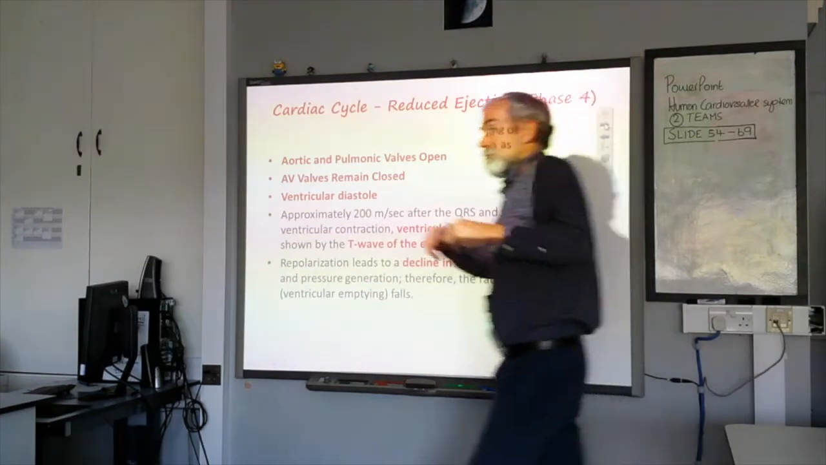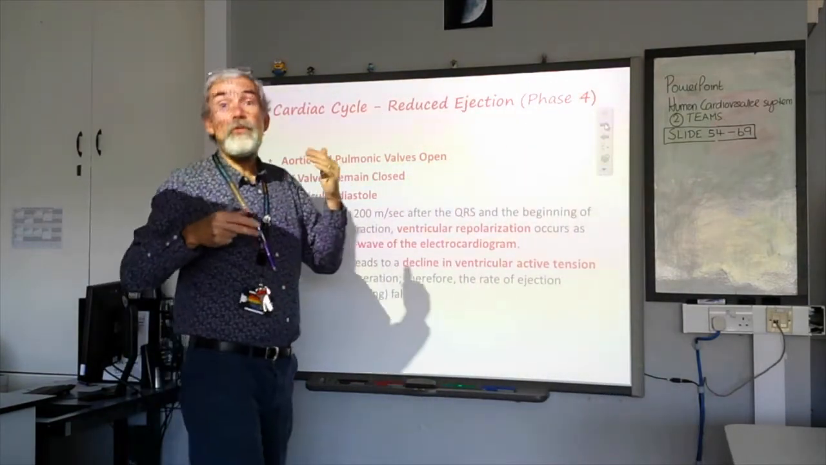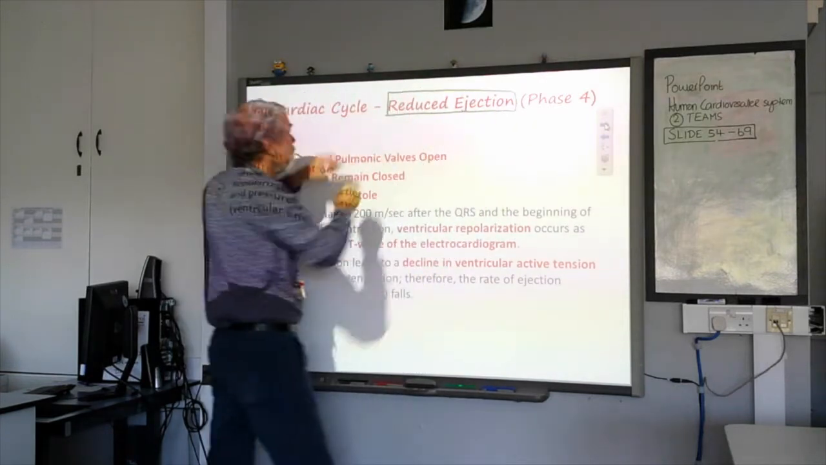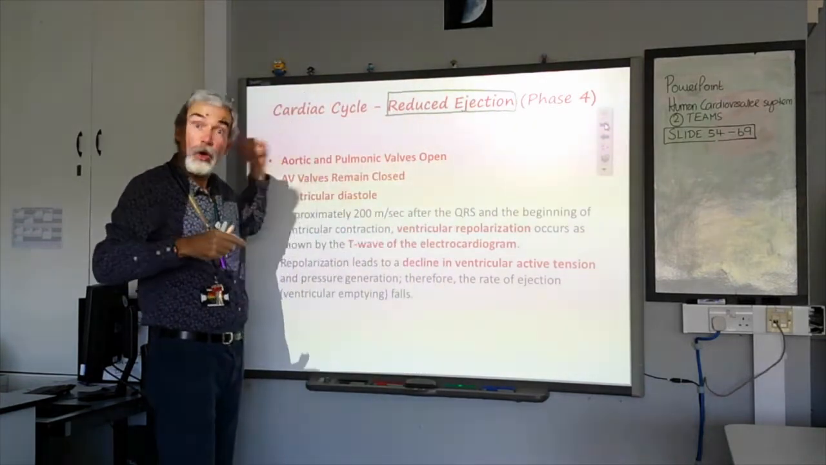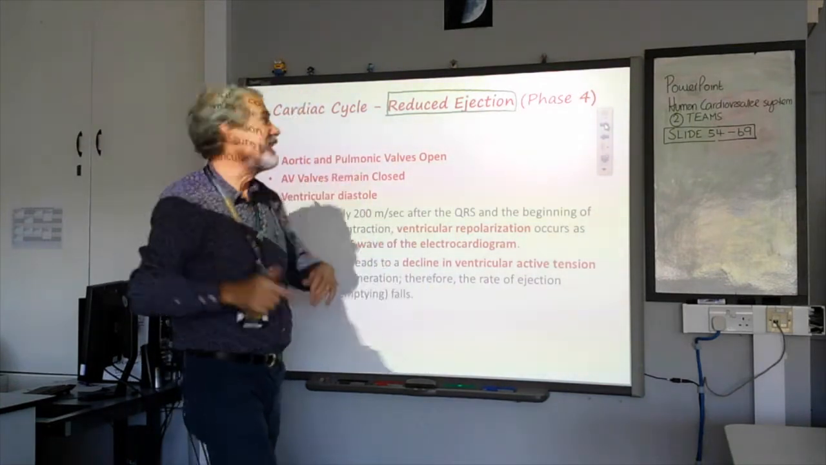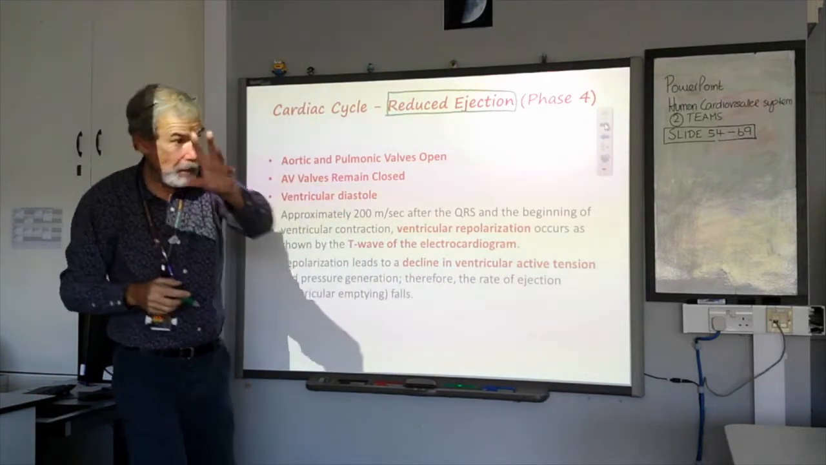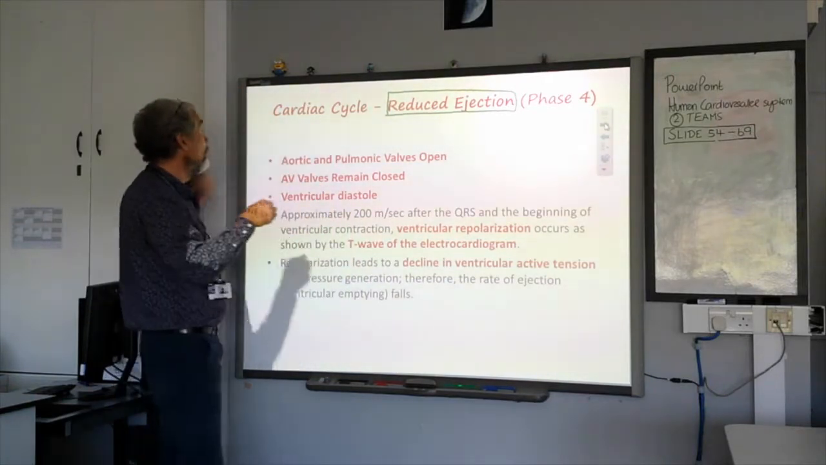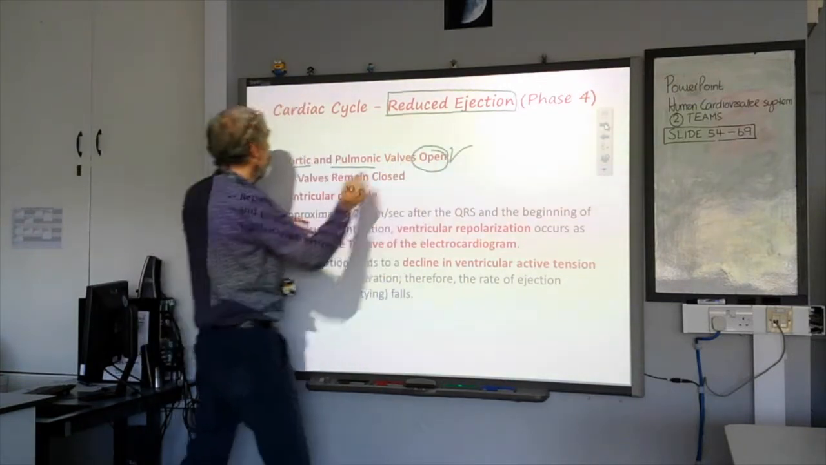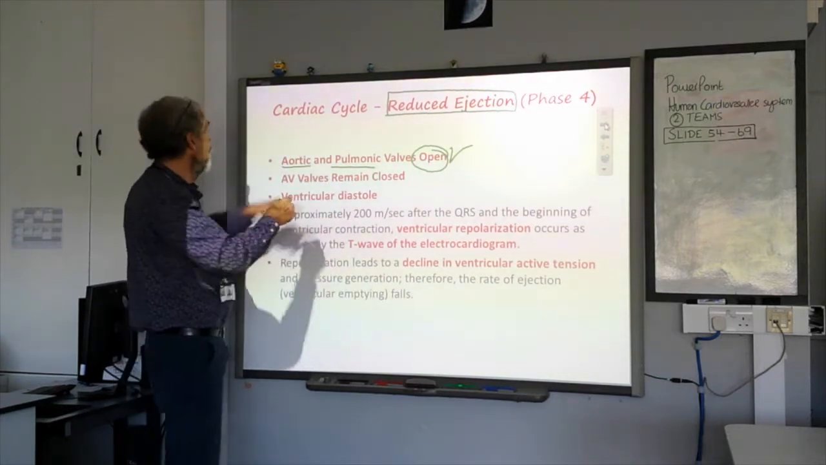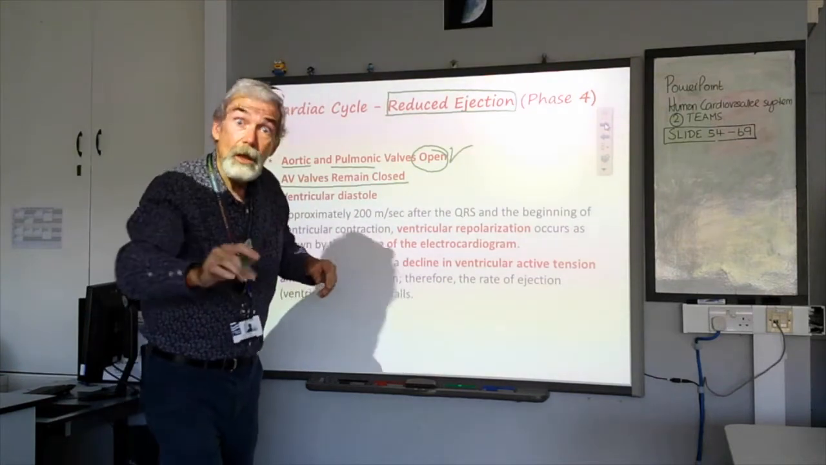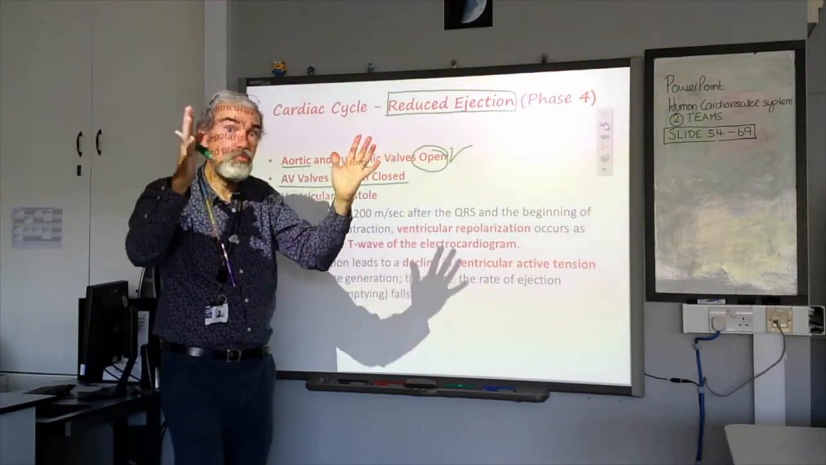Now, because this is a continuous cycle, we move now into what we call phase 4, reduced ejection. If that is basically the lid coming off the volcano, the previous one, now we're talking about the volcano starting to die down a little bit. However, the pressure in the ventricles is still sufficiently high to keep the aortic and pulmonary valves open. It is still high enough to keep the AV valves closed. But now the ventricles are starting to relax.